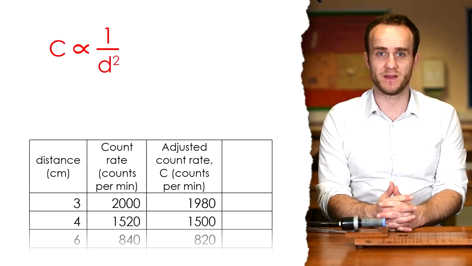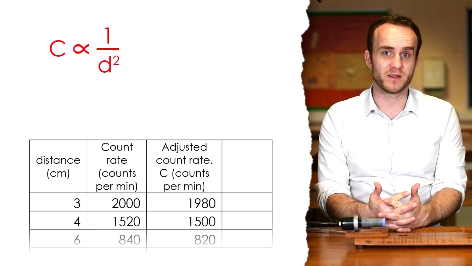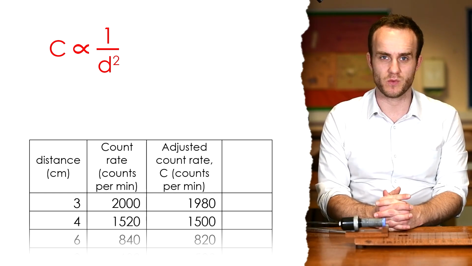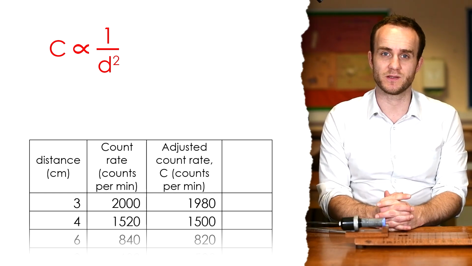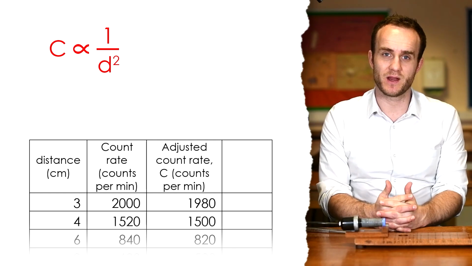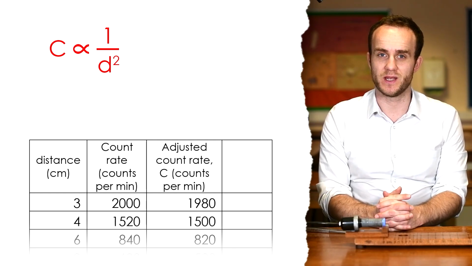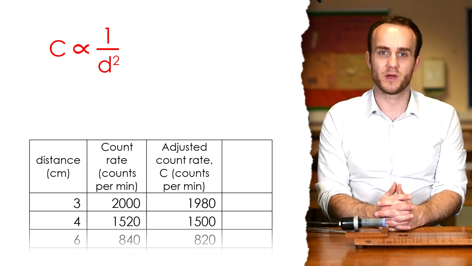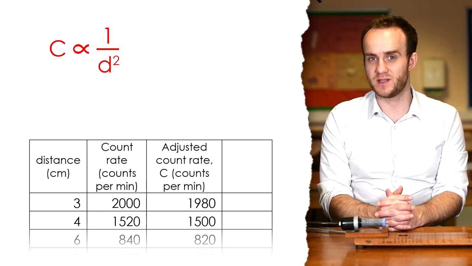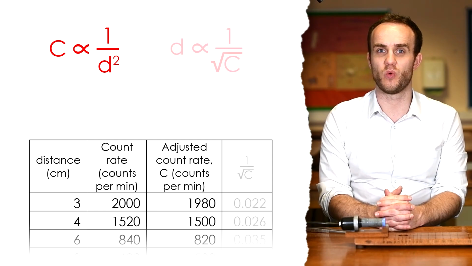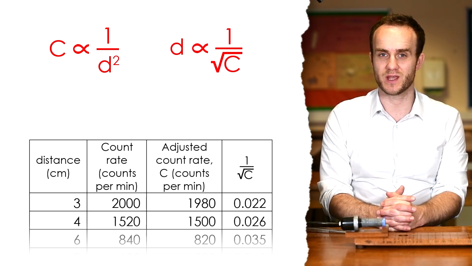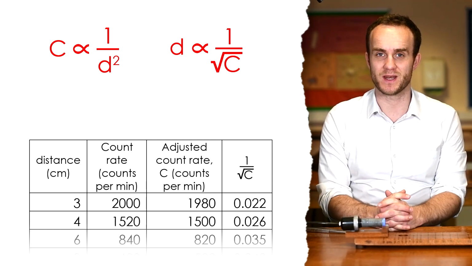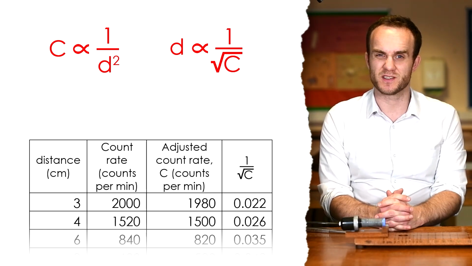Now if this is an inverse square relationship, then the count rate should be inversely proportional to the distance squared. So you might want to put count rate on the y-axis and then 1 over d squared on the x-axis. That will give you a straight line, hopefully. But a better way to do it is to plot distance on the x-axis and then 1 over the square root of the count rate on the y-axis, or C to the power of -1/2. It's the same thing, just the other way around.